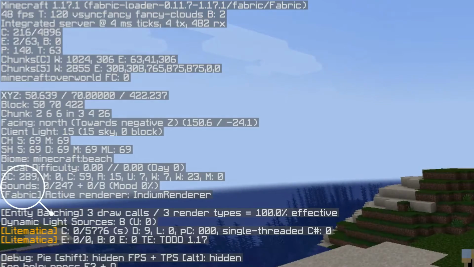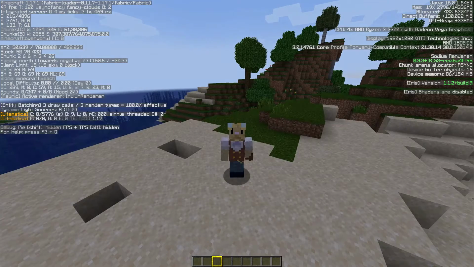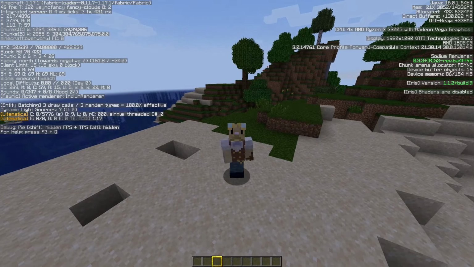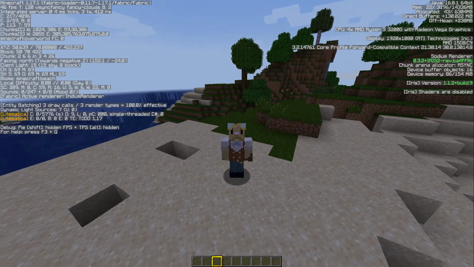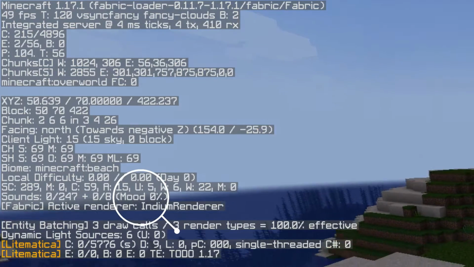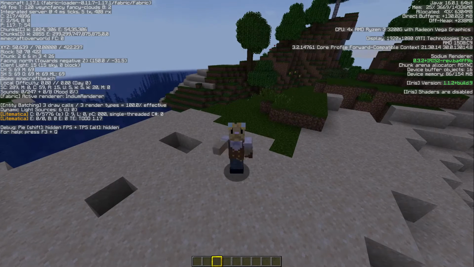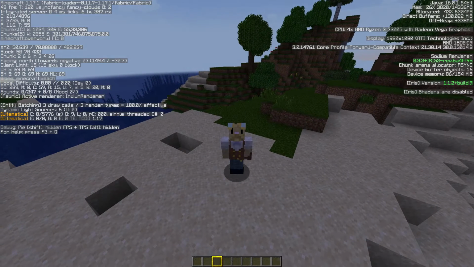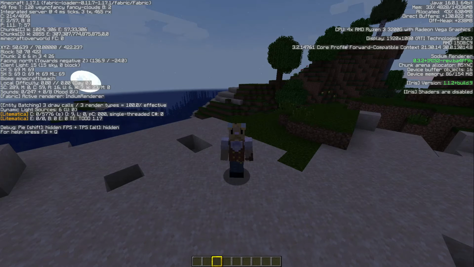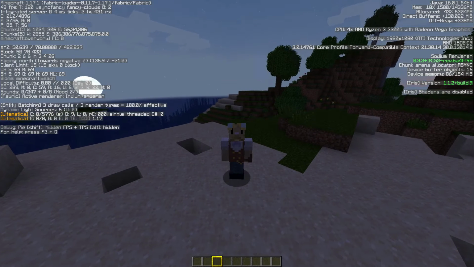In sounds, the first pair of numbers represent normal sounds like breaking or placing blocks, moving or burning fire. The second pair represents streamed sounds such as music, music from music discs and looped ambient sounds. The mood value in the parenthesis indicates how close the player is to the next mood ambient sound being played. Debug tells the player whether the debug type or the FPS and TPS graphs are visible or not.